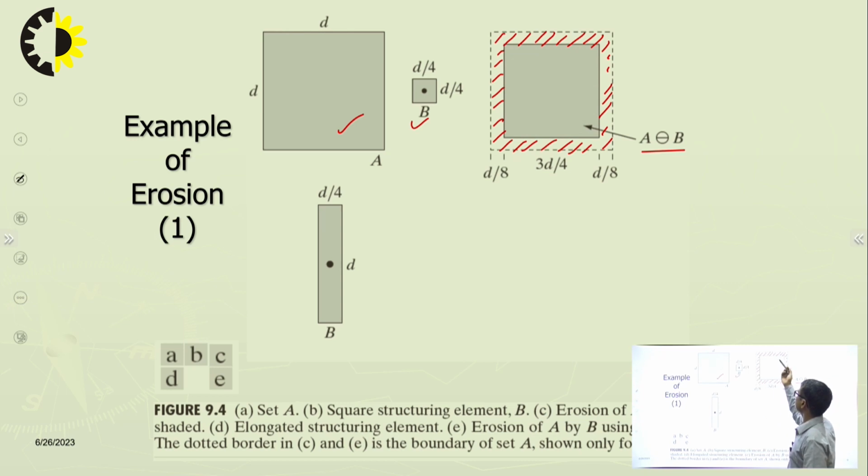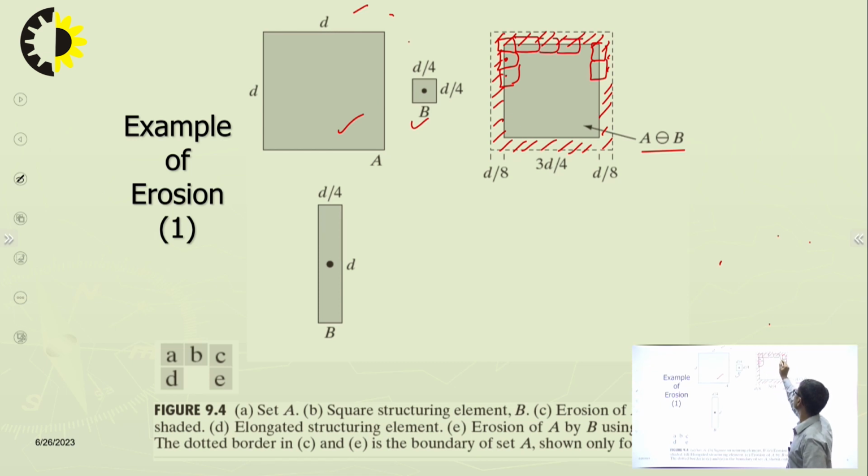Okay. So, what is A complement? A complement is the rest of the thing outside this. Okay. And if we translate B over this image, we can finally say that at all these points B is a part of set A.